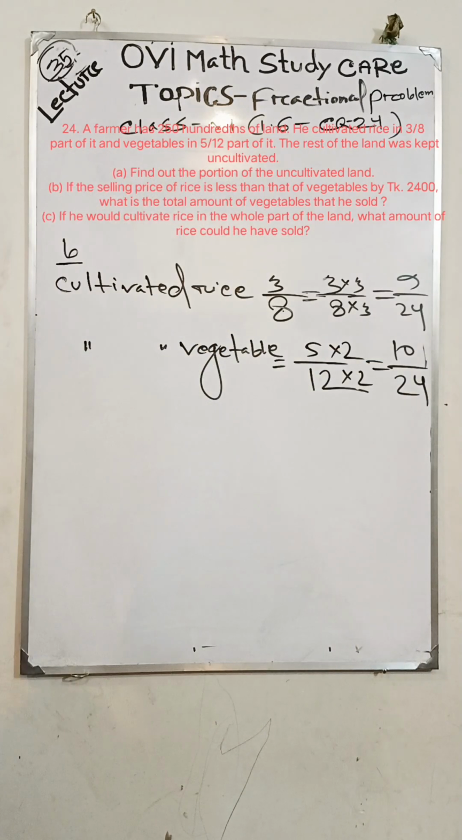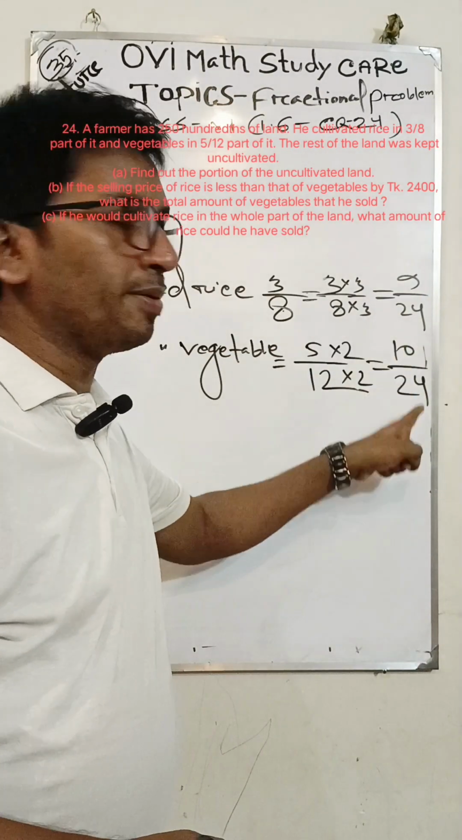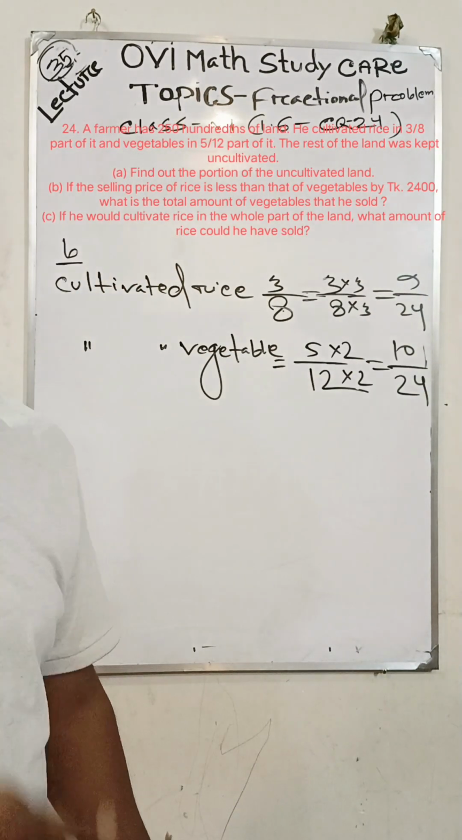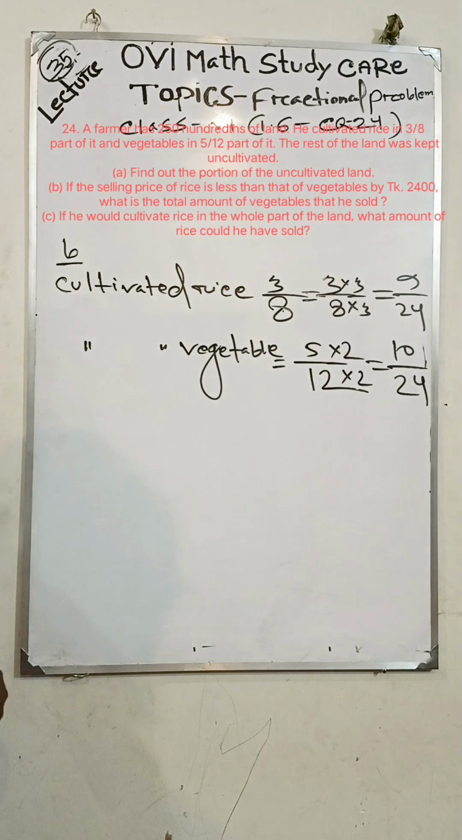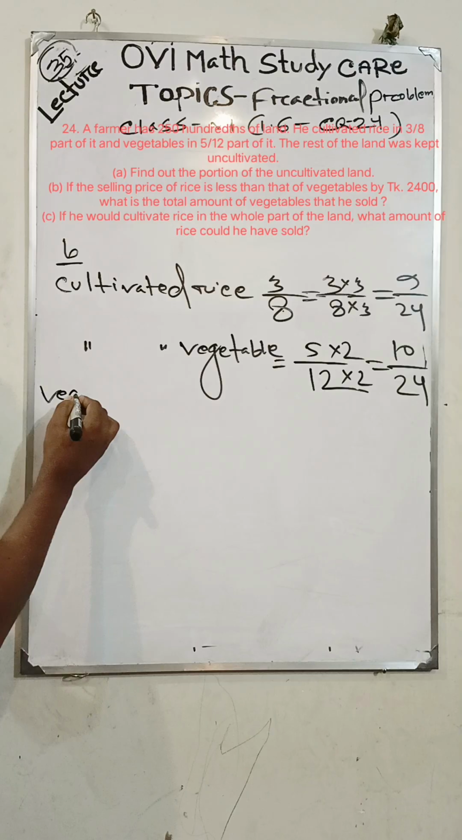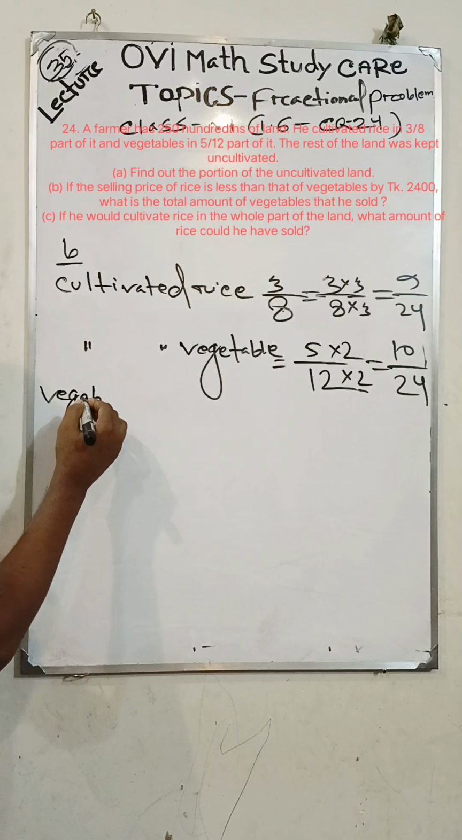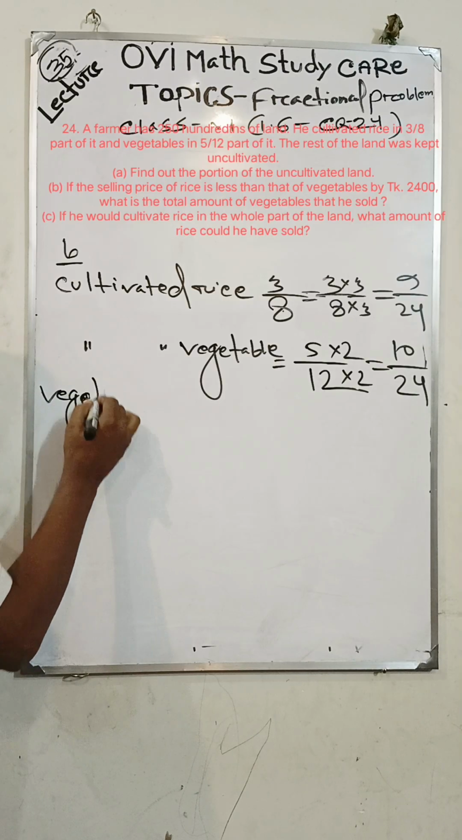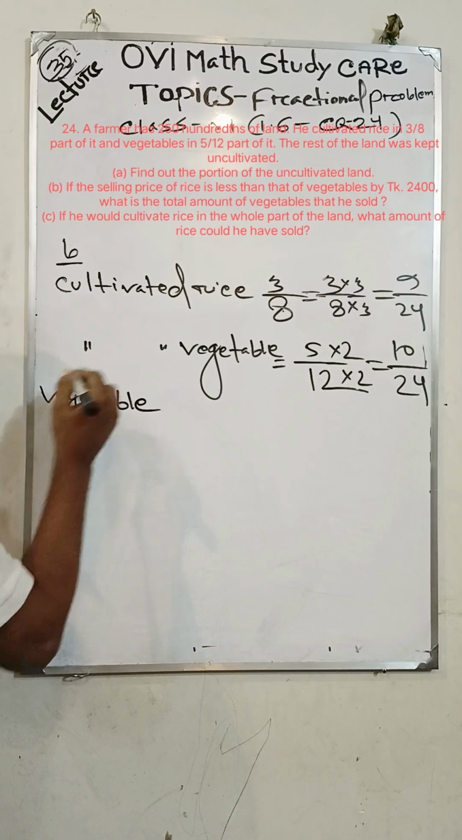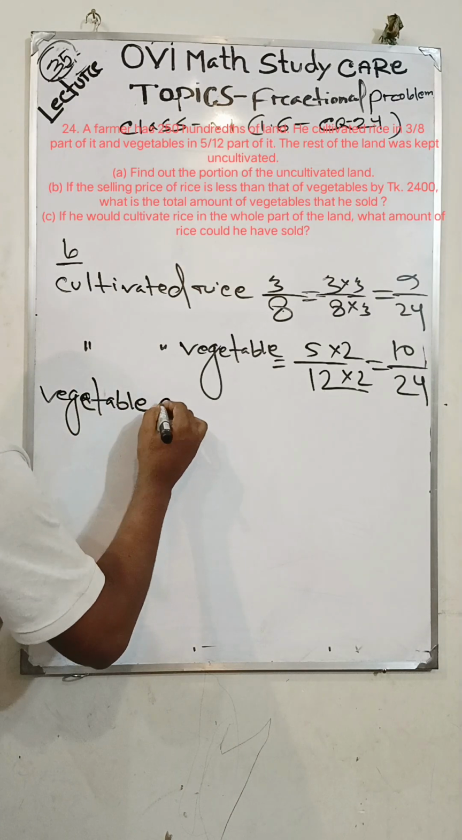So here 9 by 24 and 10 by 24. Here 10 by 24 is greater. So the vegetable part is more. The vegetable cultivated is more.